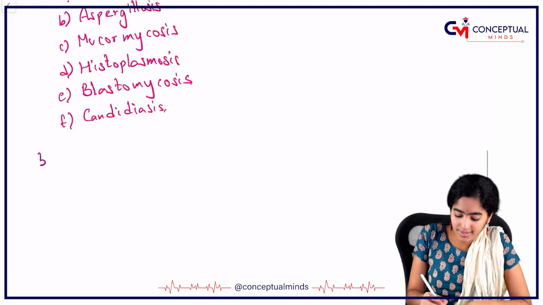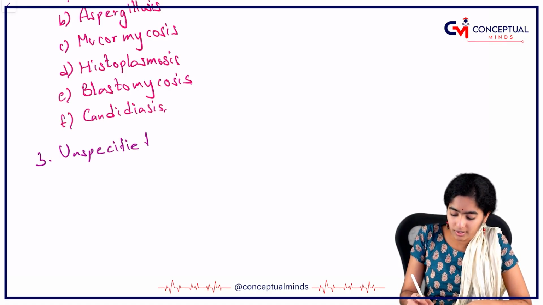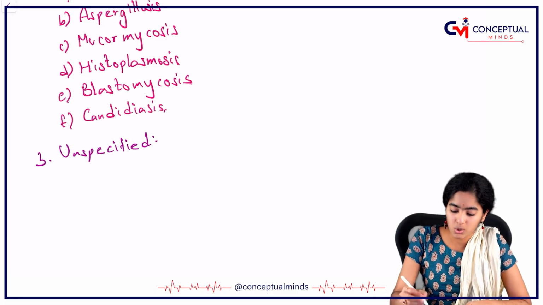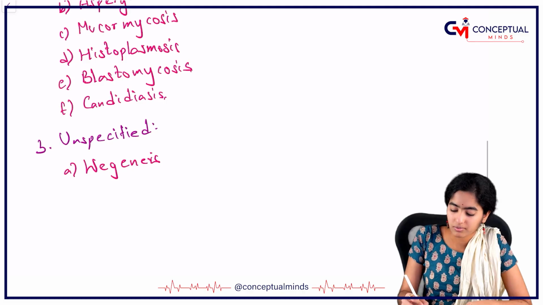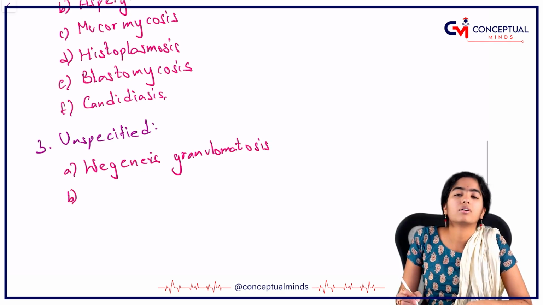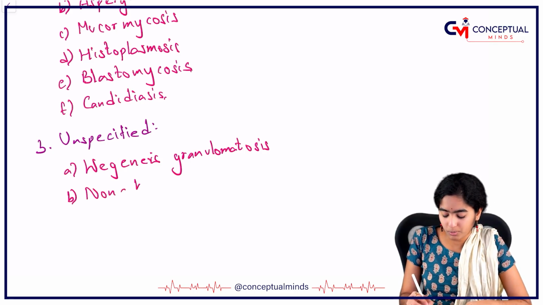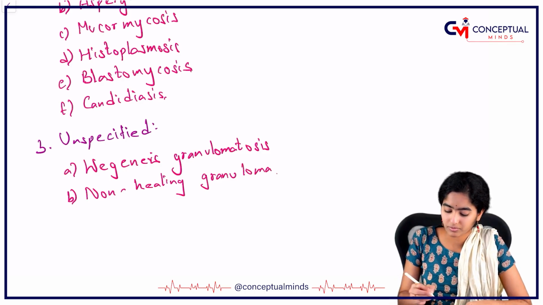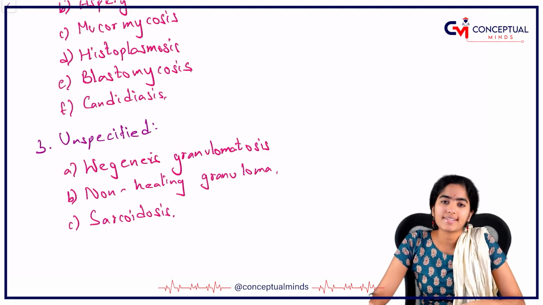After that, we have some unspecified category. Some of them are idiopathic. Some of them fall under miscellaneous conditions. But they are also important. Among them we have Wegener's granulomatosis. Wegener's granulomatosis destroys the entire septum, both the cartilaginous as well as the bony part. Non-healing granuloma. And finally, sarcoidosis. This is the broad classification of granulomatous diseases of the nose.